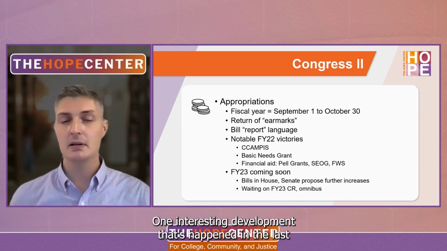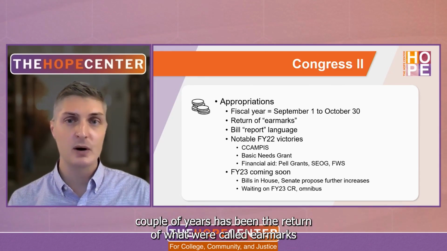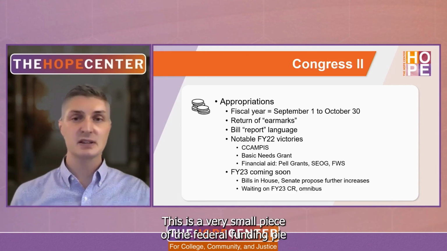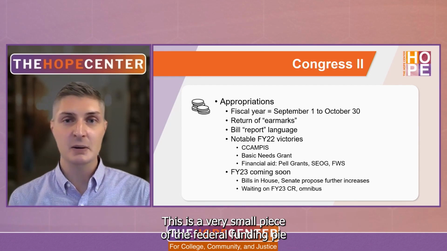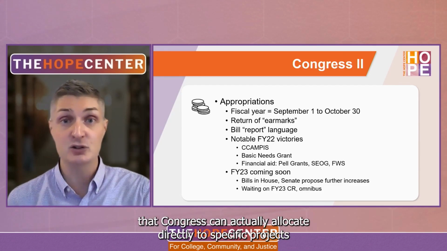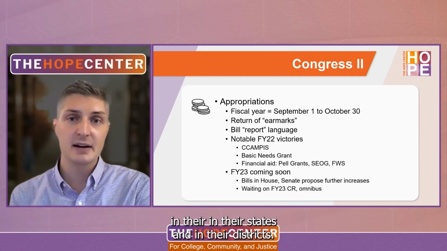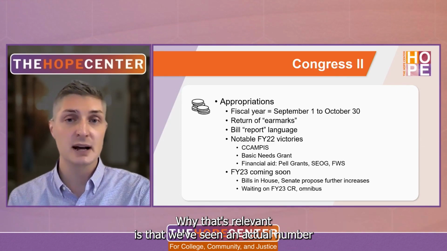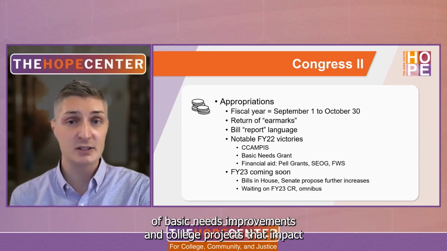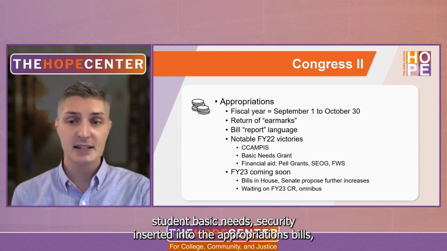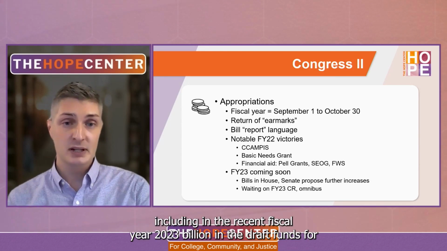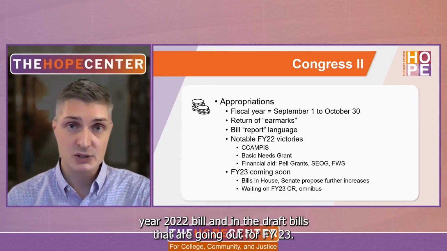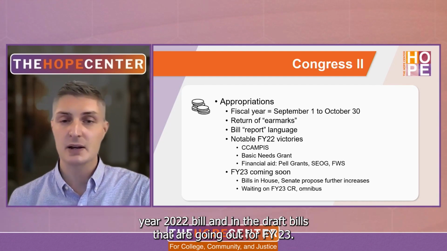One interesting development that's happened in the last couple of years has been the return of what were called earmarks, now called congressionally directed spending. This is a very small piece of the federal funding pie that Congress can actually allocate directly to specific projects in their states and in their districts. Why that's relevant is that we've seen a number of basic needs improvements and college projects that impact student basic needs security inserted into the appropriations bills, including in the recent fiscal year 2022 bill and in the draft bills that have been out for FY23.